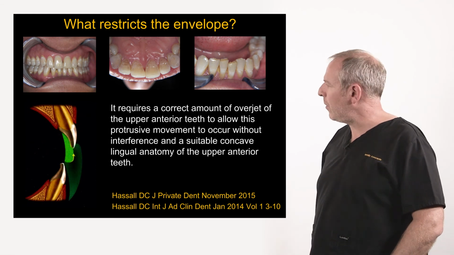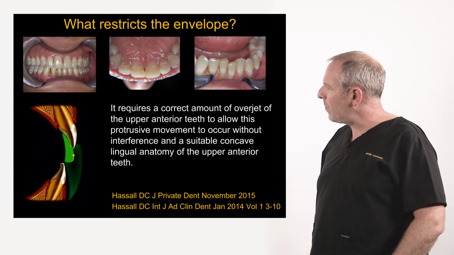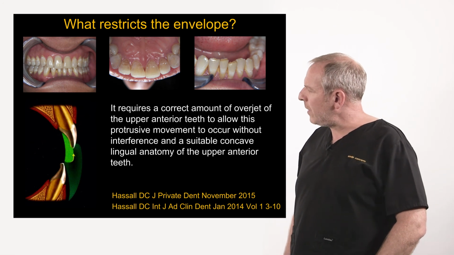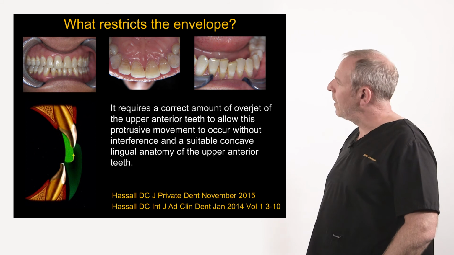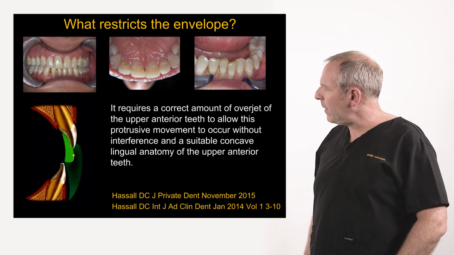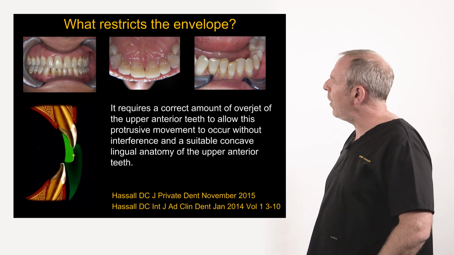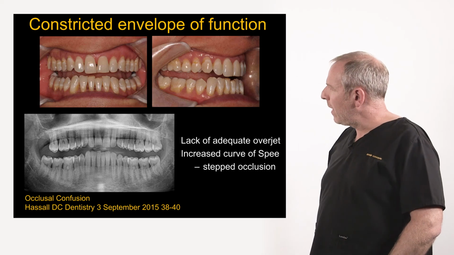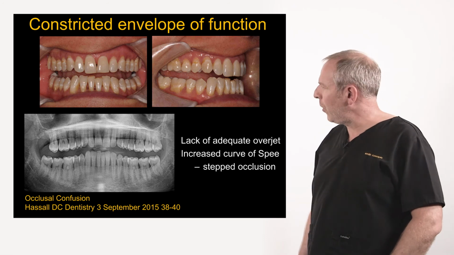So again, I've published on this quite extensively in the International Journal of Advanced Clinical Dentistry and in Private Dentistry a number of years ago. And this is a case that I presented back in Dentistry magazine to just demonstrate this. This is a case where there's bone loss around the lower incisors and the patient had TMD symptoms. And look at the excessive wear on the lower incisors and also wear to the upper incisors on the incisal edges. And so this was treated with short-term orthodontics.